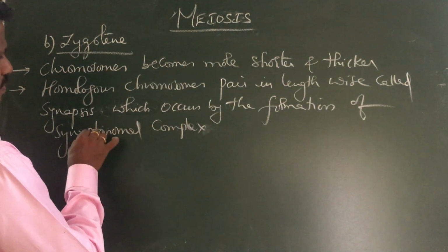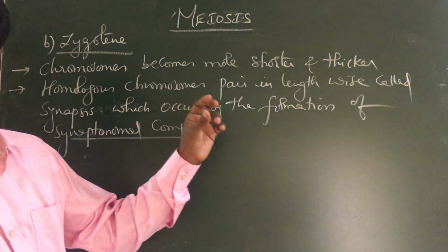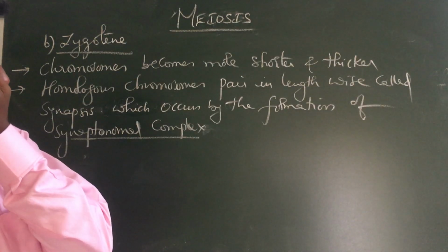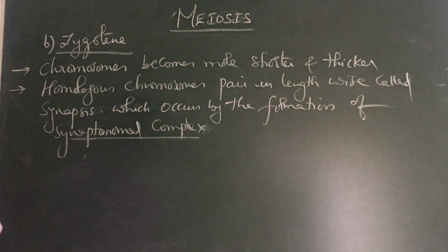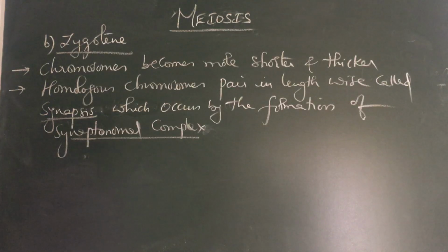This synaptonemal complex is very important; it's a protein complex. It is responsible for pairing the homologous chromosomes, and that is what we call synapsis. Synapsis always occurs in zygotene. Remember, homologous chromosomes are those which are genetically and morphologically identical, similar.